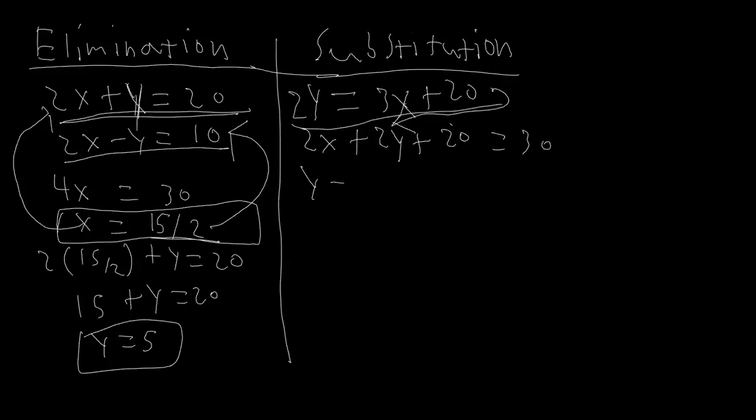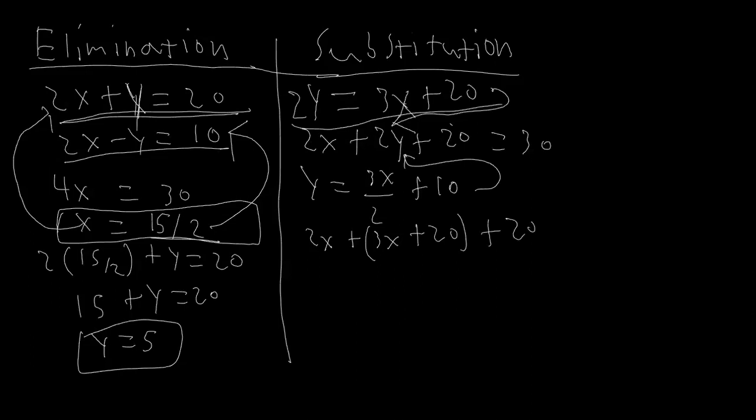So then we'll have y is equal to 3x over 2 plus 10. Right? And then we plug in y over here. 2 times 3x over 2 is just, let me just write this down here. Yeah, so 2 times 3x over 2, that's just 3x. 2 times 10 is equal to 20. I'll just put this in parentheses for organization purposes. Plus 20 is equal to 30.